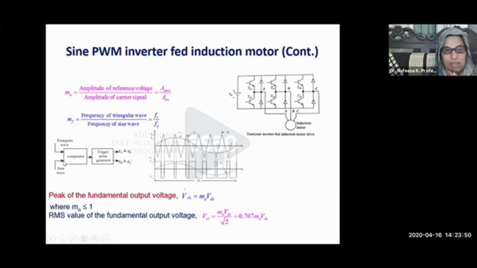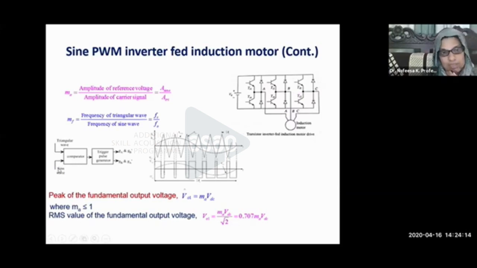How do you select this control wave? If you want a sinusoidal output voltage at some fundamental frequency, then you select your control wave or reference wave as a sinusoidal wave. If you want a step output voltage waveform at the output side, then you can select a step waveform as the control wave.